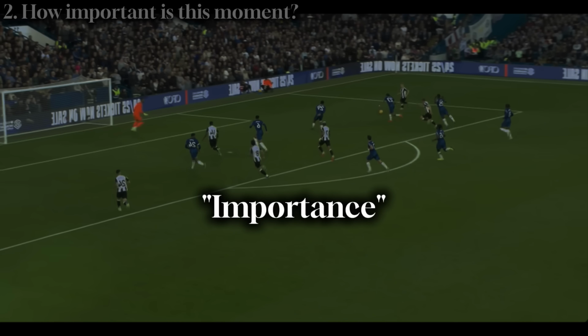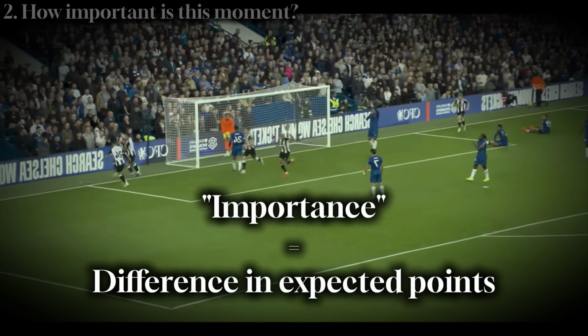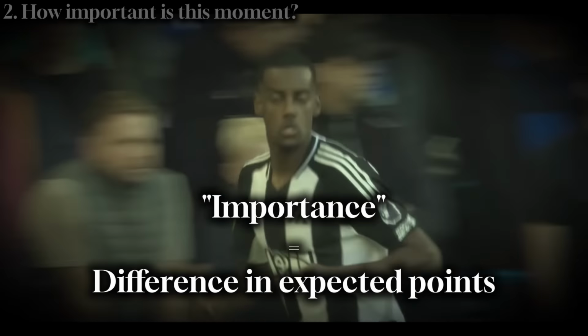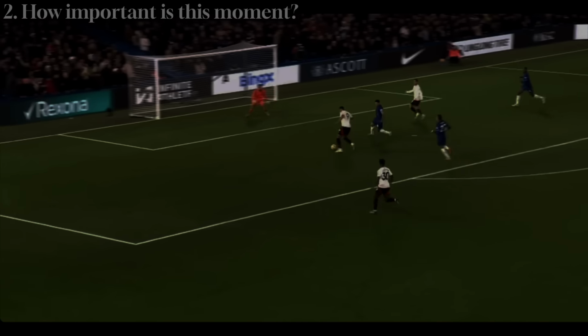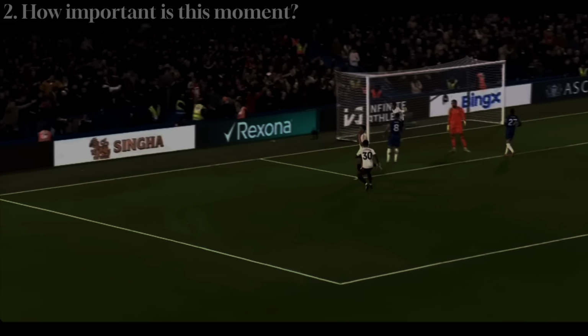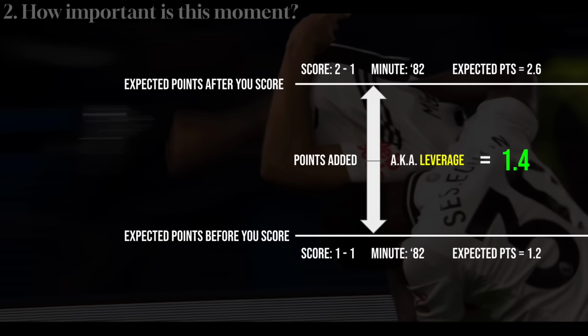To measure the importance of a moment in a football match, I chose to use the difference in expected points that comes from scoring at that moment. If you're up 3-0 with 8 minutes to go and you score to make it 4-0, you barely changed your team's expected points. Whereas if the game is tied with 8 minutes to go, if you score, you go from near 1 expected points to well above 2.